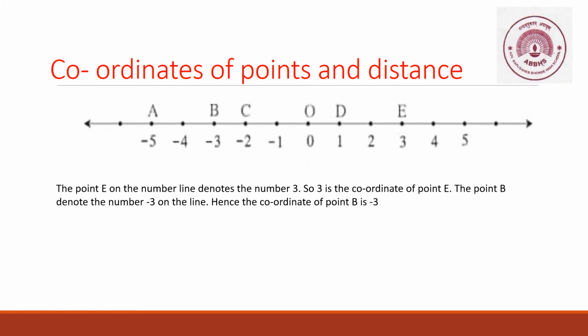Thus, we can find the distance between 2 points on a number line by counting the number of units. The distance between points A and B on the above number line is 2, that is, by counting the number of units. What is the coordinate of point A? -5. The coordinate of point D is 1.